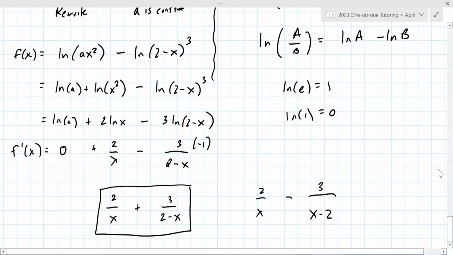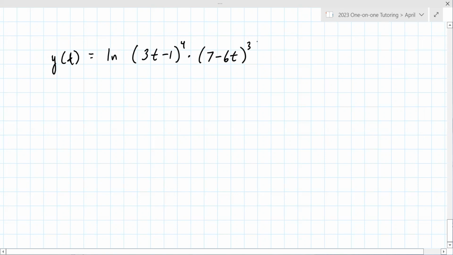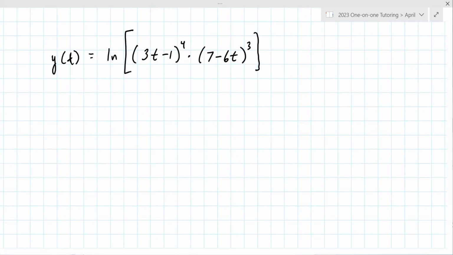All right, so let me give you one to try here, if you don't mind. Won't make it as difficult as this, but something to apply some of these rules. And let's switch it up. We've not been using enough different letters here. This is a t. Let's go natural log 3t minus 1 to the 4th times 7 minus 6t cubed, like that. So again, at first apply your logarithm rules. I'd like you to work this one out, and then go from there. So take your derivative.